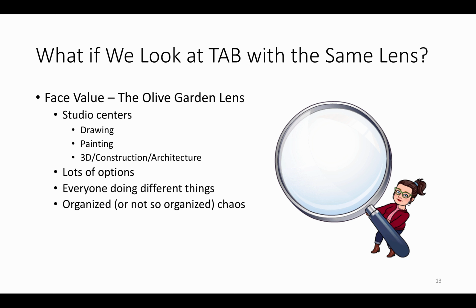So I must need that in my TAB classroom. TAB classrooms have these centers. I see lots of options. Okay, cool. People are making choices. That must be what goes in my TAB classrooms. TAB classroom, everyone's doing different things. Again, also true, okay? That's what it looks like. And then it's organized or sometimes not so organized chaos. That's what we see at face value when we walk into a TAB studio. That's the most apparent thing to our eyes as we walk in.